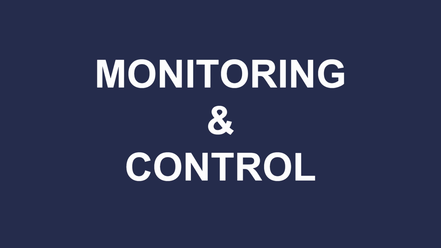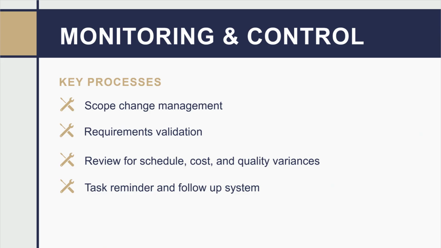Lastly, there is the monitoring and control process group. I put this one last because the processes in this group span the entire life cycle of the project, regardless of which methodology you use. This group includes using a change management process to prevent unintended scope creep, using a testing or verification process to ensure all business requirements are fulfilled, establishing schedule and cost baselines to monitor variance to the original plan, using a task reminder system to help keep on track.